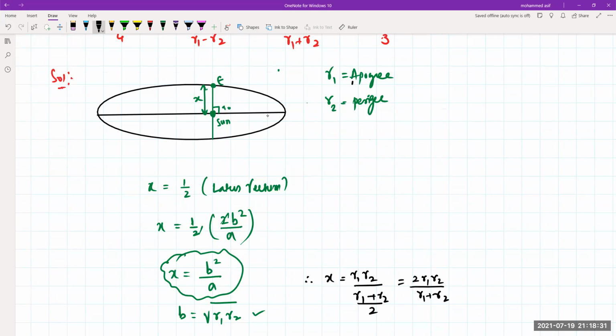R1 at perigee is A into 1 minus E. R2 value will be equal to A into 1 plus E. And the Sun from the center is at a distance of A into E. So B square will be equal to how much? A square into 1 minus E square. So latus rectum will be equal to how much?